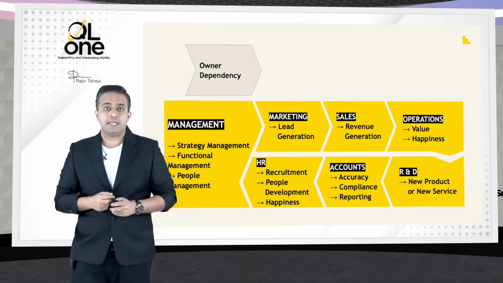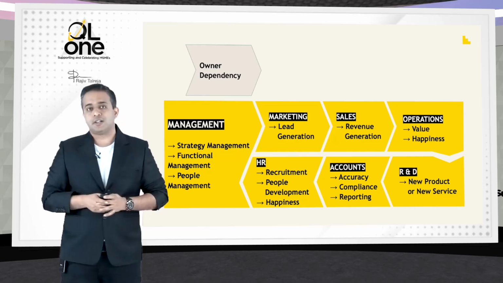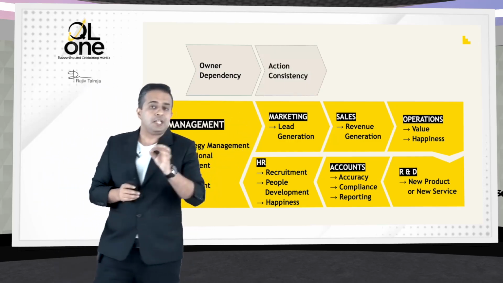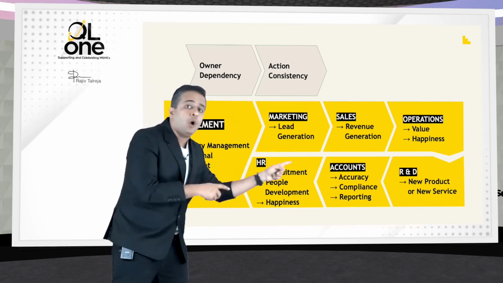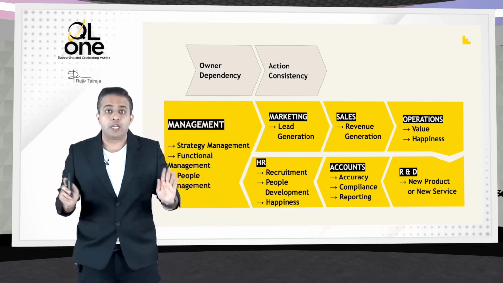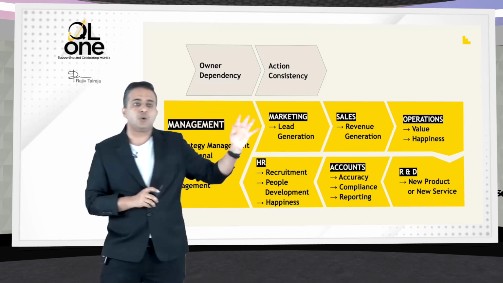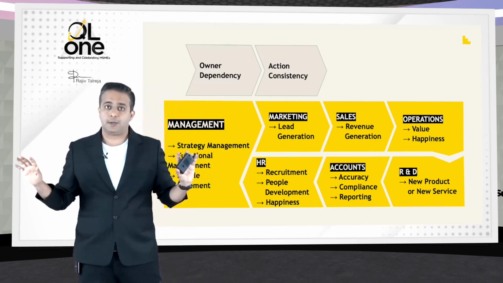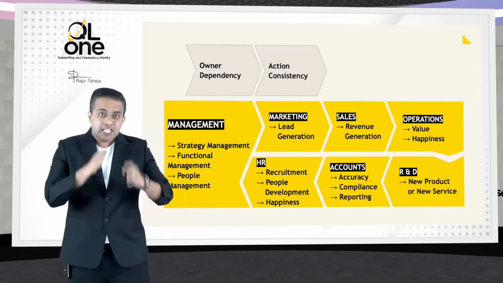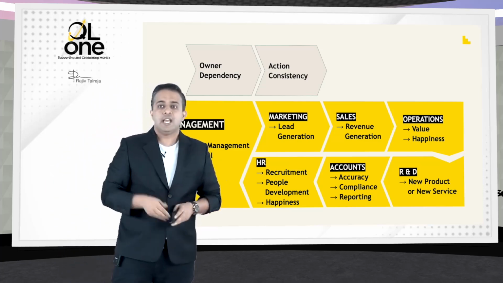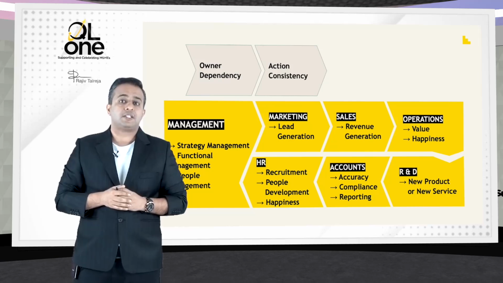The second parameter I want you to use to do the assessment of your business functions is action consistency. Now here, when we are using the parameter of action consistency, we are not evaluating the action consistency of the owners. We are not interested in knowing, are the owners doing marketing consistently? Are the owners doing sales consistently? Are the owners doing operations consistently? That's not what we are interested in. We are interested in knowing, is that activity happening consistently? Is marketing happening consistently in your business? Is sales happening consistently in your business? Is operations delivering value and happiness consistently to your customers?